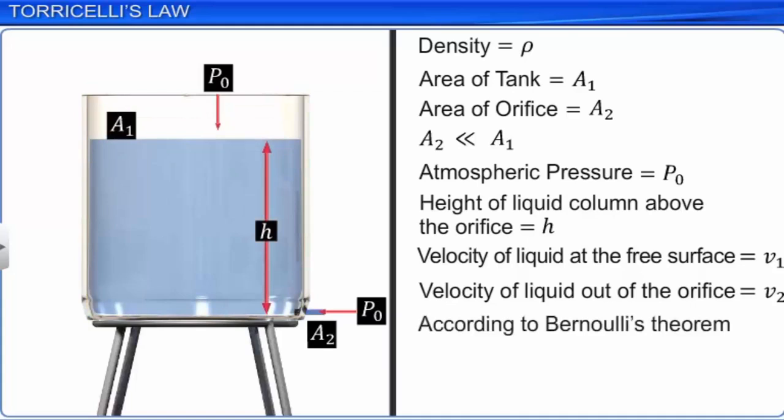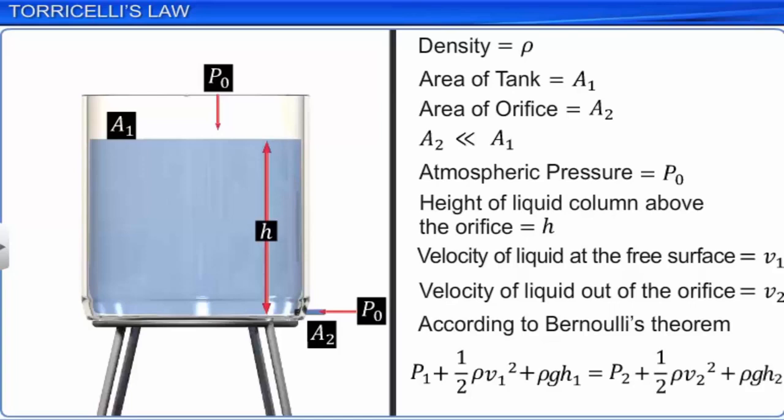According to Bernoulli's theorem, P1 plus half ρv1 square plus ρgh1 is equal to P2 plus half ρv2 square plus ρgh2, where P1, v1 and h1 are the pressure, velocity and height of the liquid at position 1 and P2, v2 and h2 are the pressure, velocity and height of the liquid at position 2 respectively.